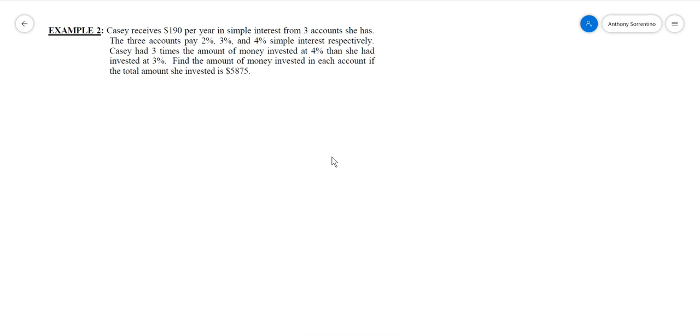$5,875. So the first thing here, and I'm going to start you off, is we want to find the amount of money invested in each account. There were 3 accounts, so I'm going to let X equal the amount of money in the 2% interest account. And of course the others are going to be Y and Z.